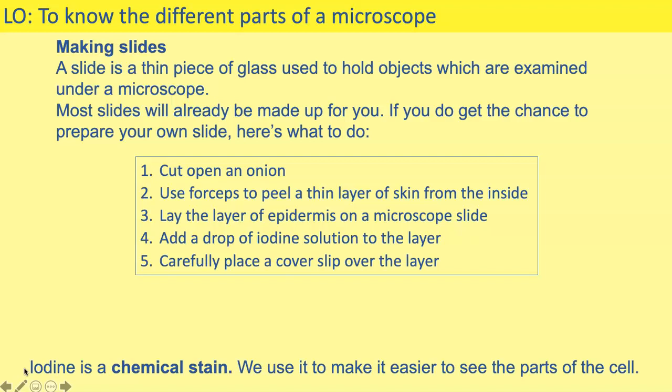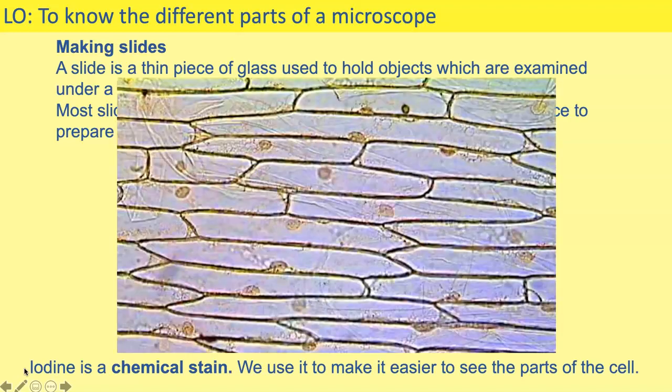Now, iodine solution, iodine is a chemical stain. We use it to make it easier to see the parts of the cell. This is what onion cells would look like under a microscope. So what I want you to do is pause the video and see how many of the organelles or structures that we mentioned at the start of the video you can see here. See how many you can label, okay? See how many you can identify. So pause the video and have a go.